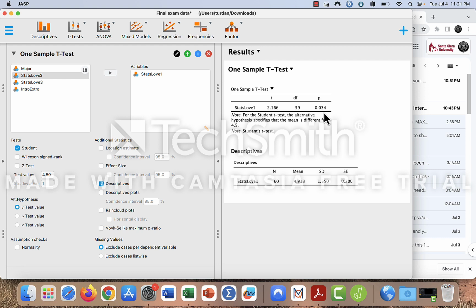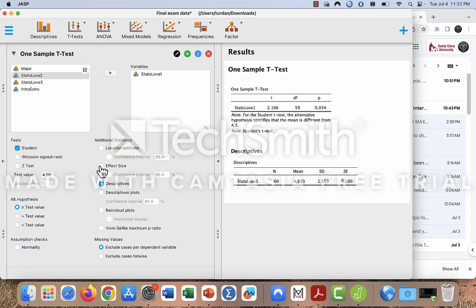In psychology, when the p-value is smaller than 0.05, we generally consider it statistically significant or a meaningful difference. This value of 0.03 is smaller than 0.05, which means we would consider this to be a statistically significant difference. We would say that our sample mean is significantly higher than our population mean, assuming that this here is our population mean. So that's how you interpret the p-value.